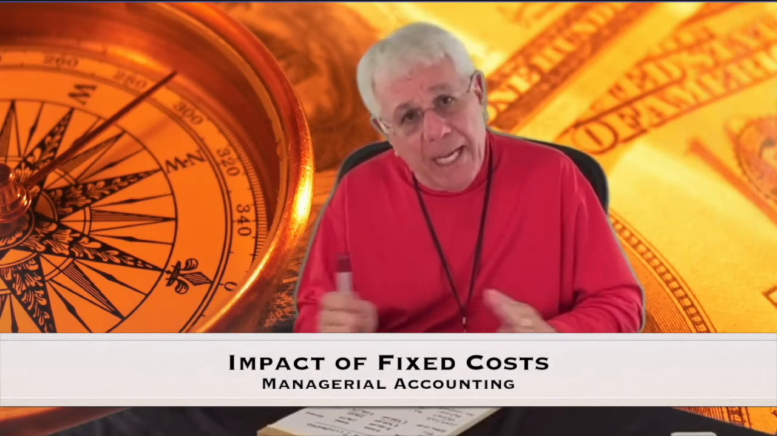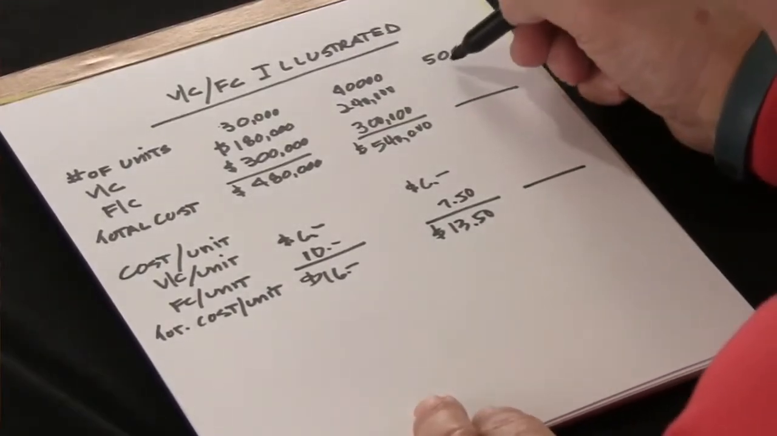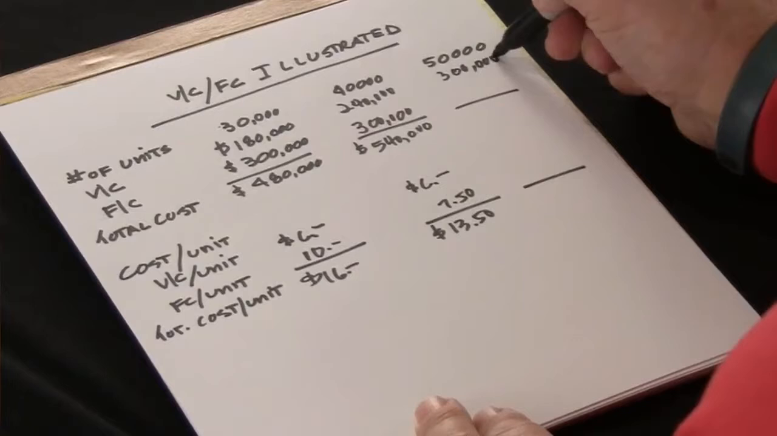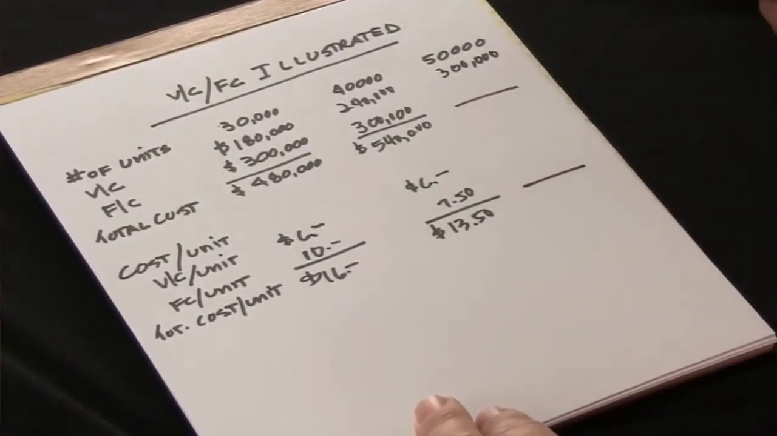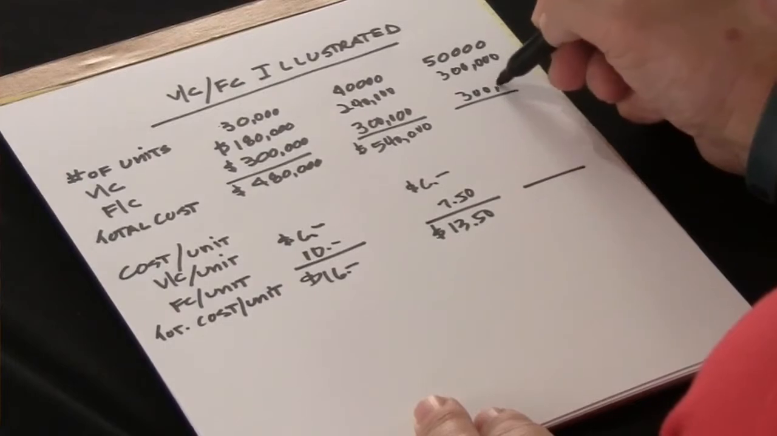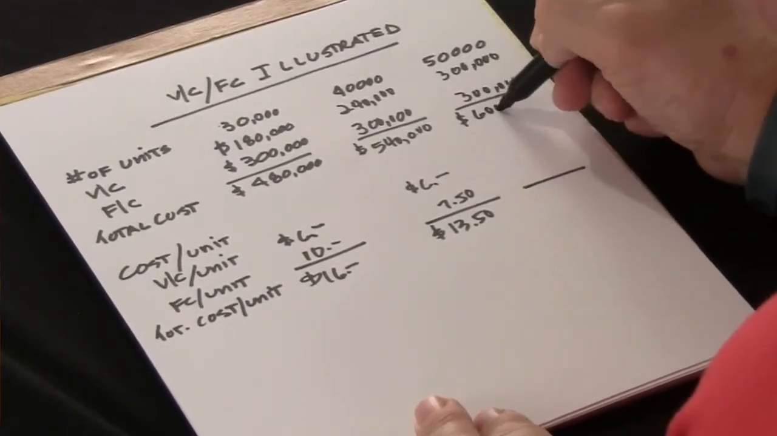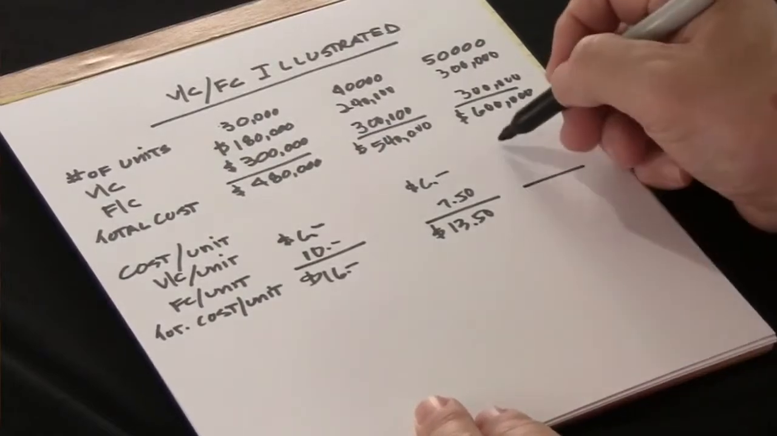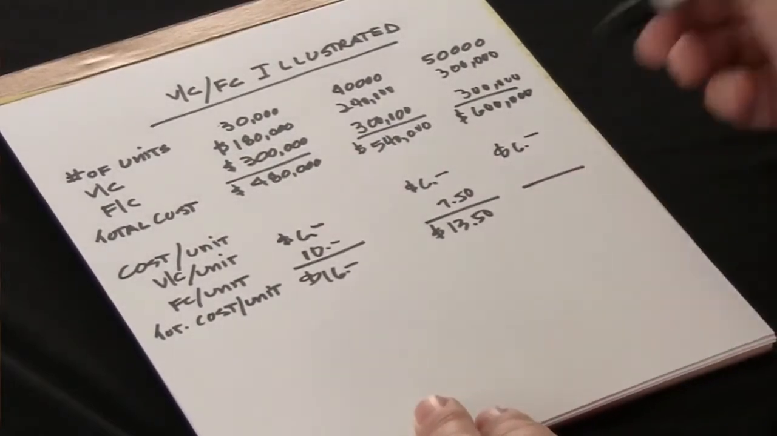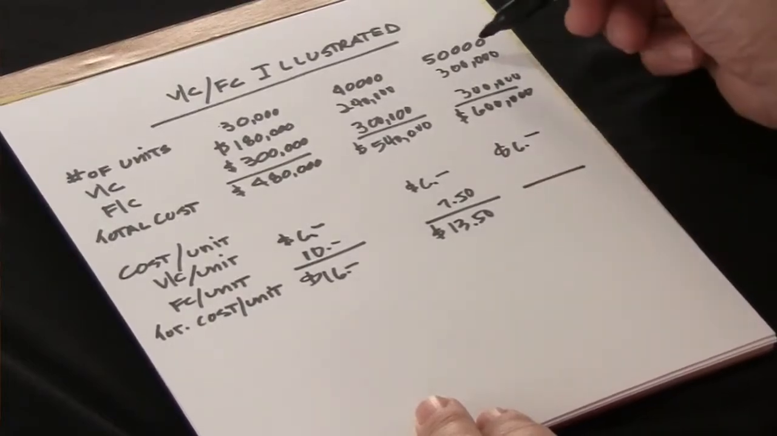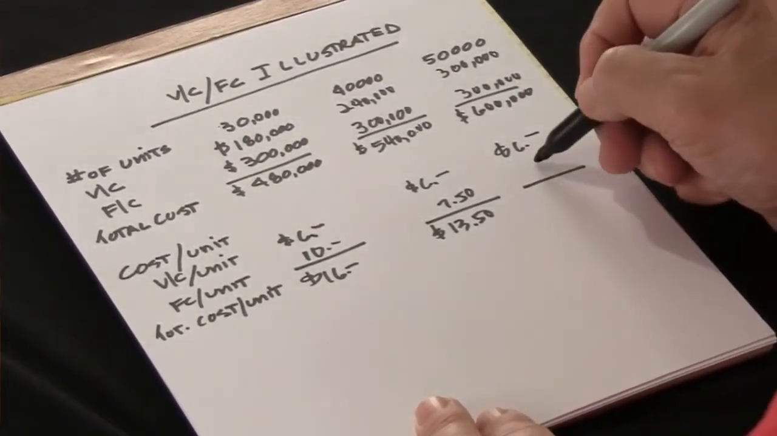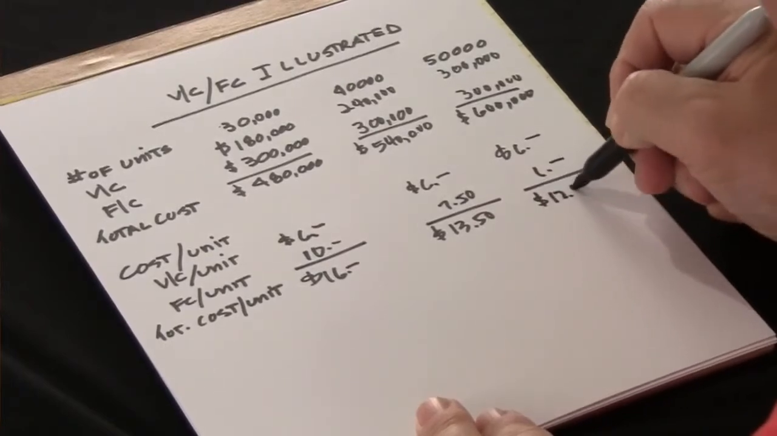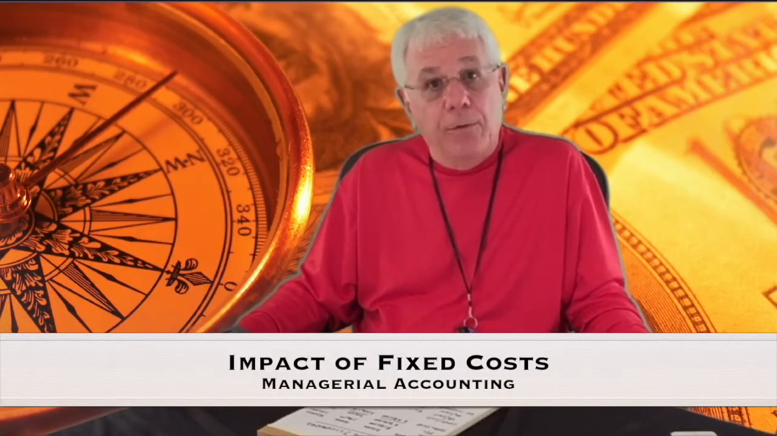Well, let's just say we have the capability in our manufacturing facility, with all the equipment that we have and the size of the building, to make 50,000 units. 50,000 units at $6, our variable costs are going to be $300,000, and our fixed costs remain the same at $300,000, which brings us to a total of $600,000. The variable costs are $6. The fixed costs are now no longer $7.50 per unit. 50,000 into $300,000 is $6. The cost of a unit is now $12.